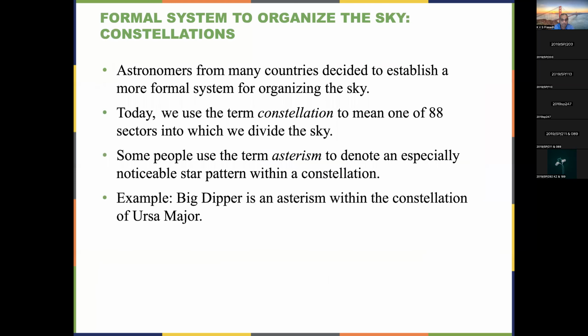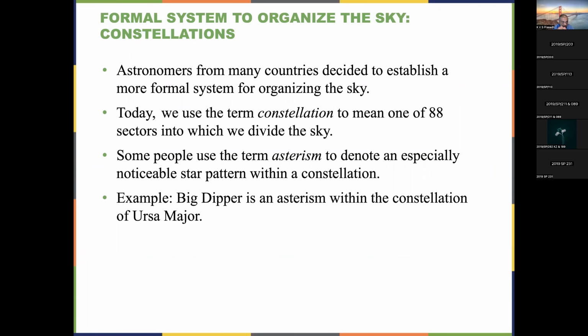Now, currently for the constellations, astronomers from many countries have a union called the International Astronomical Union. So they have established a more formal system to organize these constellations on the sky. And they have a standard 88 constellations defined now on the sky, right? So there are 88 constellations, and these constellations belong to both the northern and southern hemisphere.